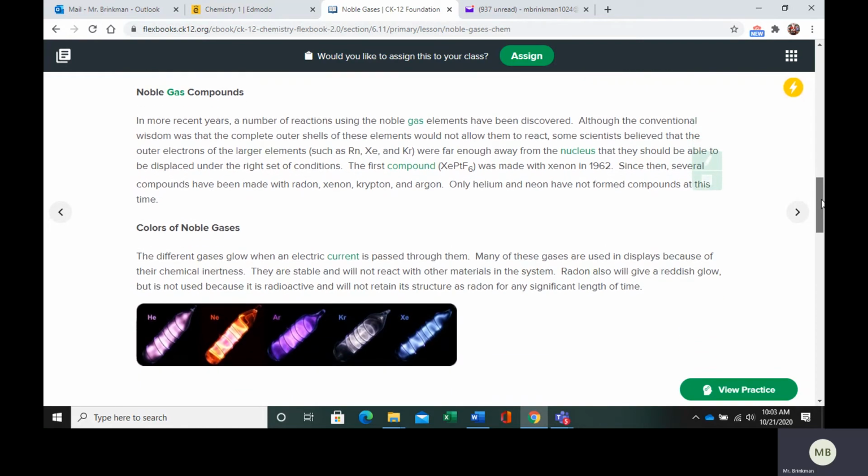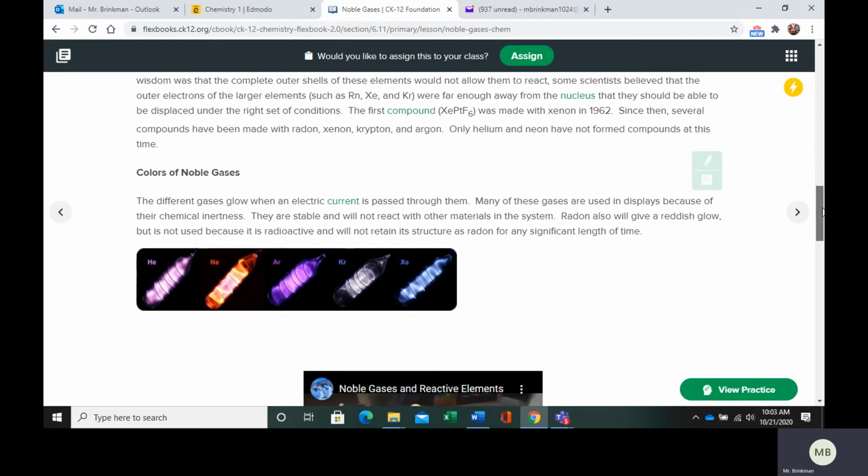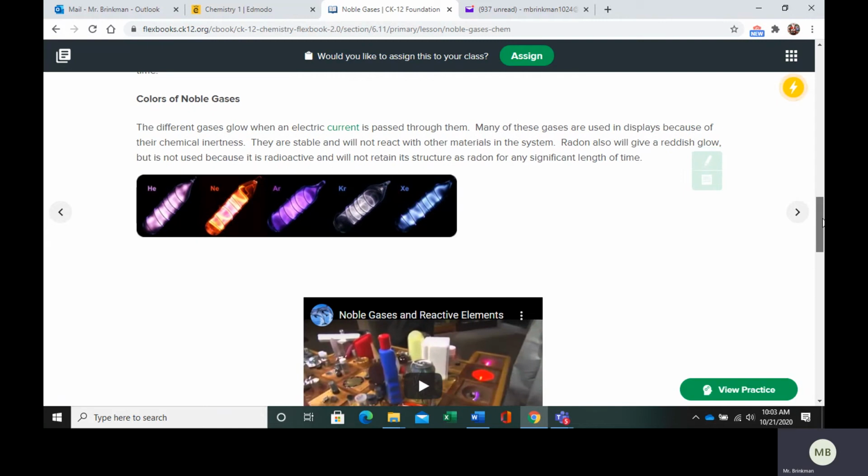So in more recent years, they have found that some noble gases will react with other elements if the conditions are correct. Now, noble gases are going to glow different colors when an electric current is passed through them. So a lot of these gases are used in displays because of their chemical inertness. So they're stable, they're not going to react with other materials in the system.